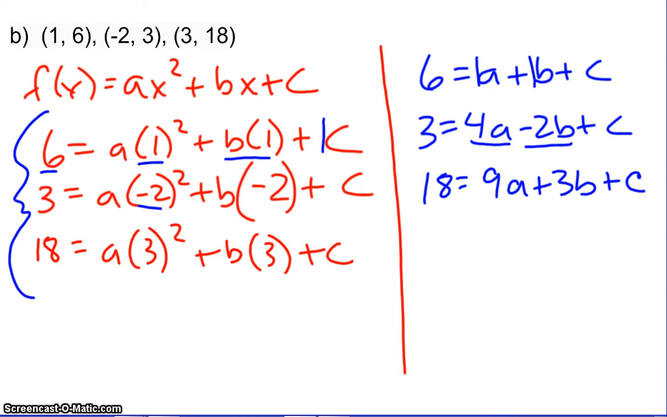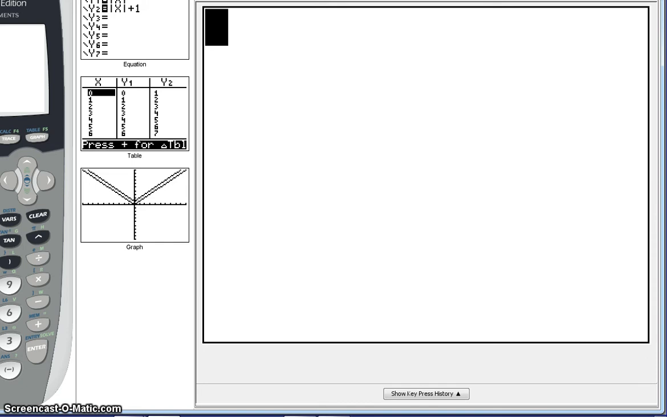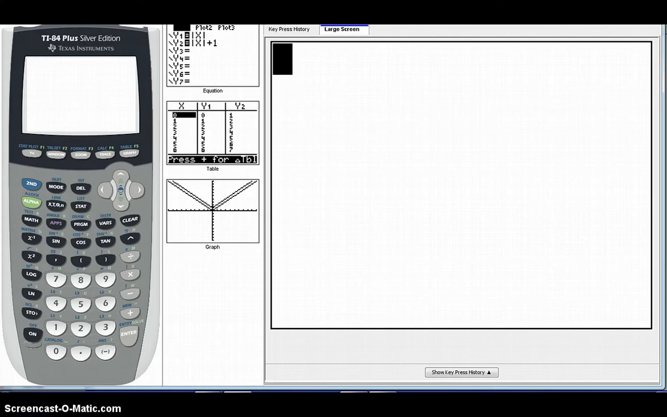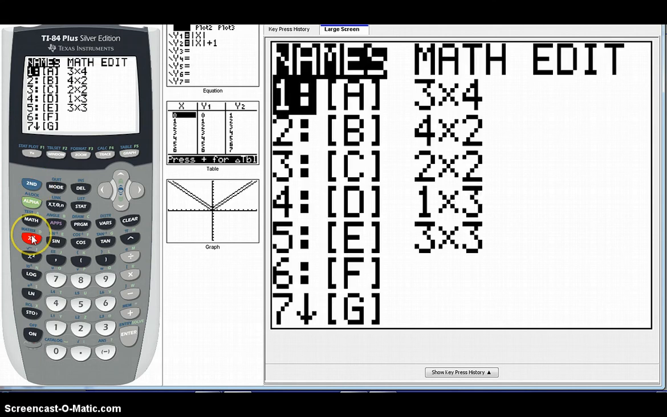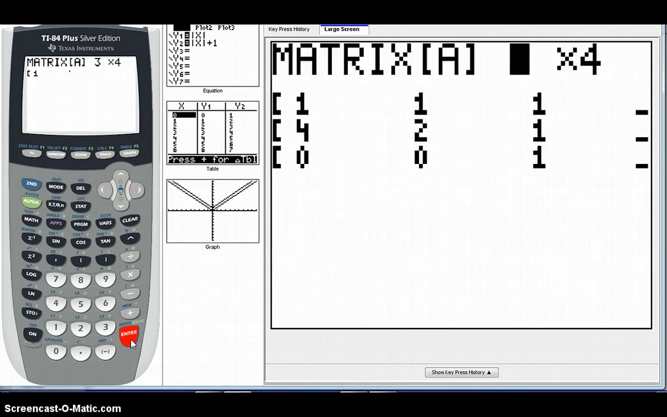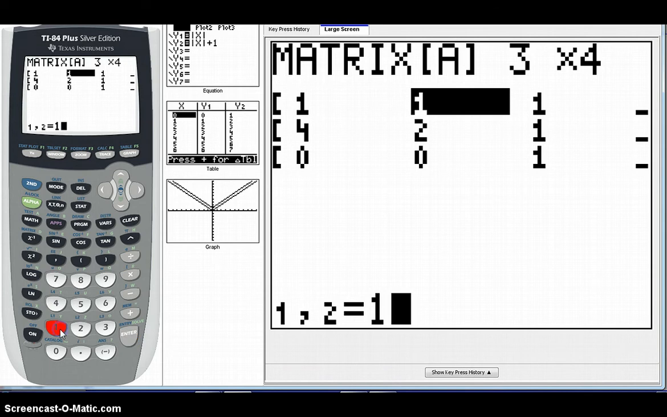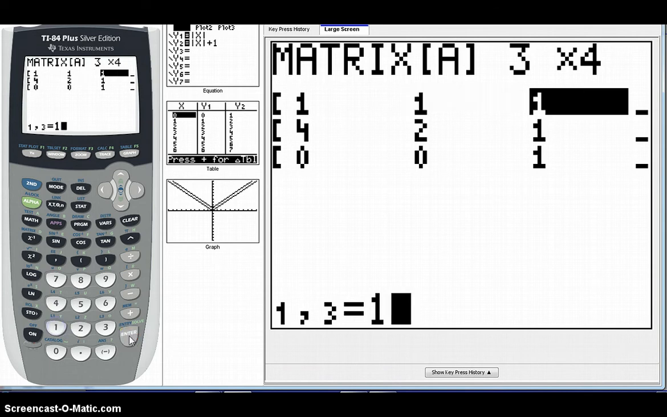In order to solve for the 3 equations, what I would recommend is setting up a matrix. So if you have your graphing calculator, we're going to go into matrices. We want to edit the matrix, and it is a 3 by 4. So remember, we're going to type in just the coefficients. So on that first row, it was 1a and 1b and 1c equals 6.